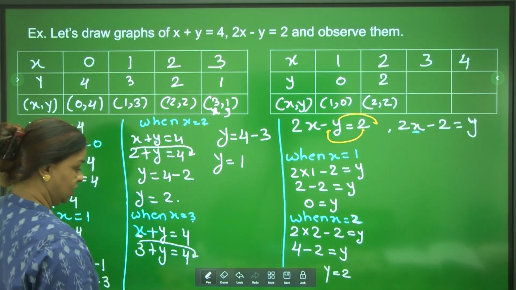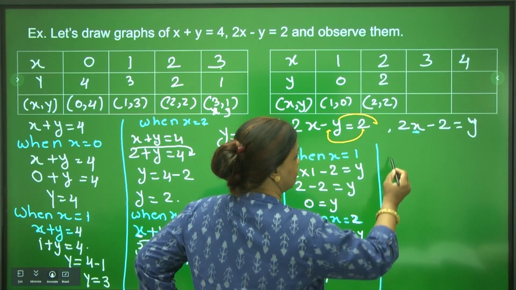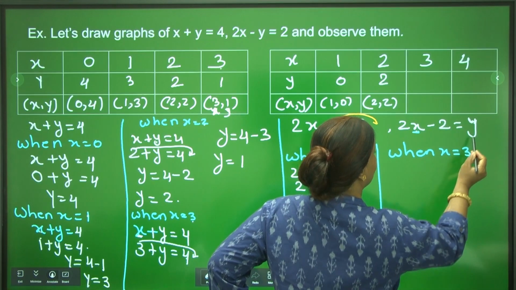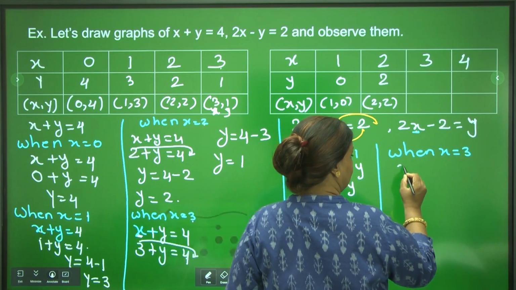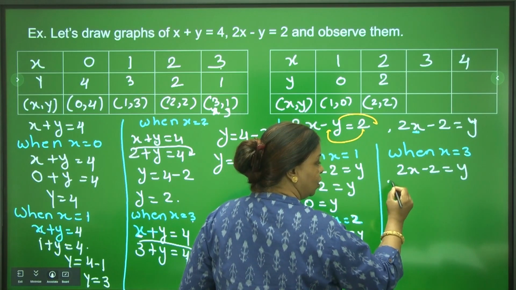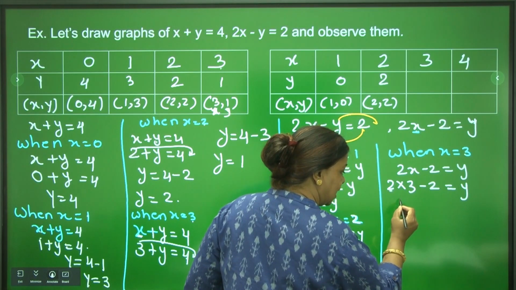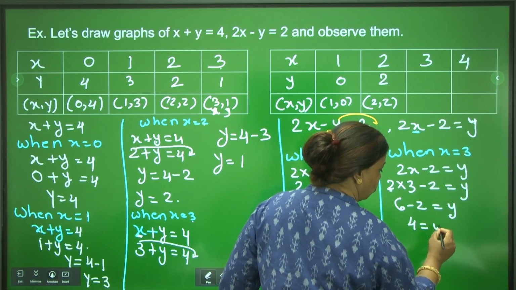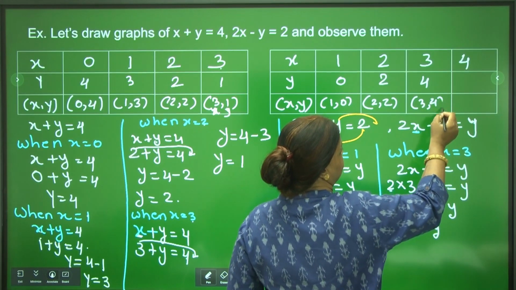Now let's see for the third one. When x is 3. So when x is equal to 3, what will be your y value? Your equation is 2x minus 2 is equal to y. X value is what, 3. 2 into 3 minus 2 is equal to y. 2 3s are 6 minus 2 is equal to y, and 6 minus 2 is 4. So here it is 4. So your coordinates are 3, 4.